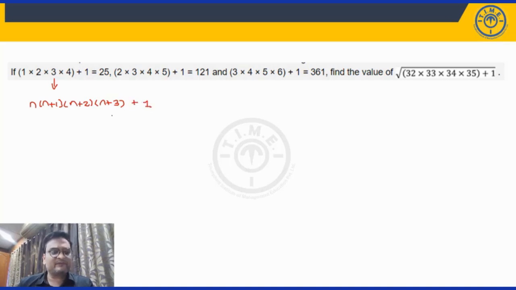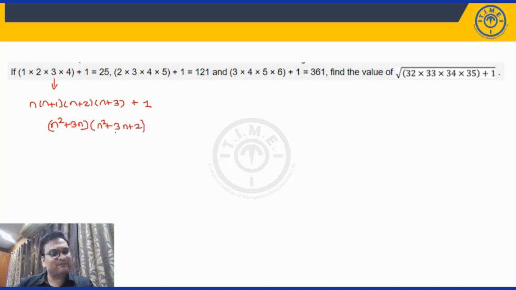For simplifying this, there's one small observation I want you to learn here. If you multiply the first and last terms and multiply the middle two terms, you'll get a major common portion. If you multiply first and last, you'll get n into n plus 3, n square plus 3n. If you multiply the second and third terms, you'll get n square plus 3n plus 2. You're getting a common term here: n square plus 3n is common, plus 1.